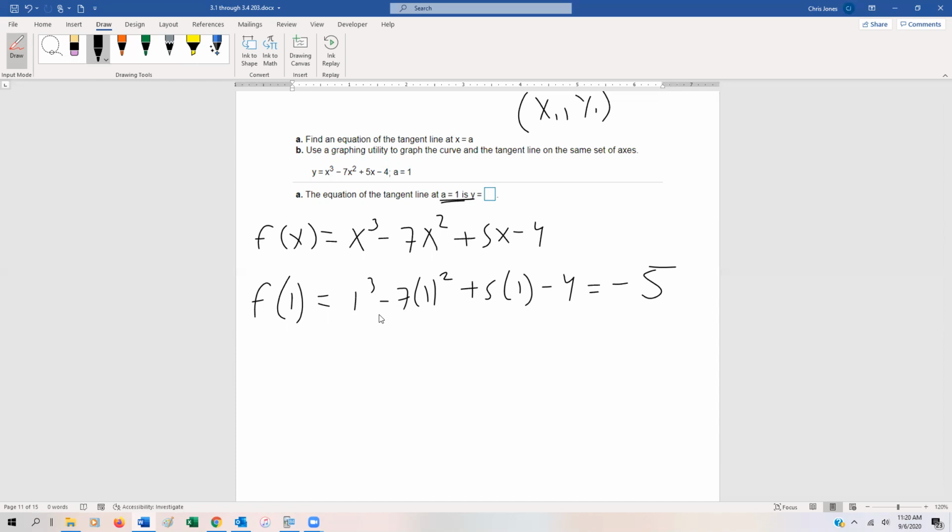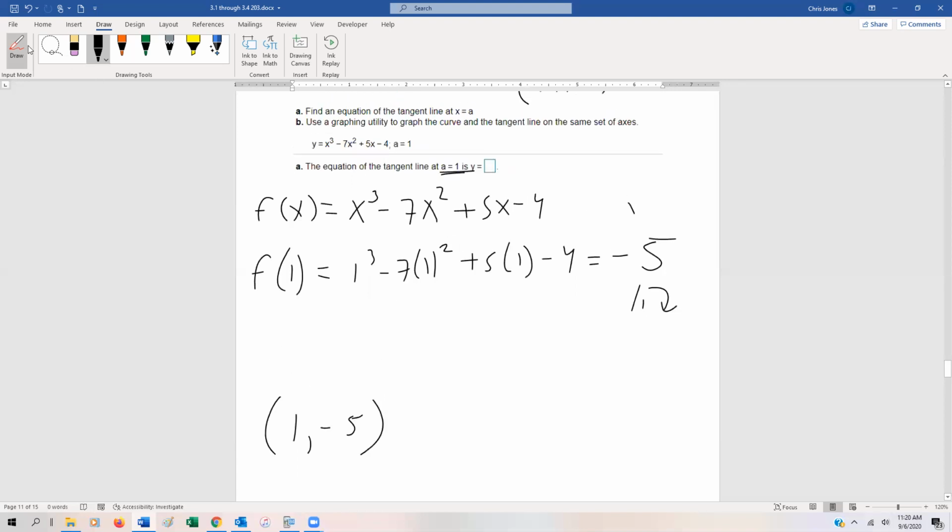Now remember, this is the y value, so this is y1. The point that we're looking at is (1, negative 5). And of course, at the end of the problem, when we graph it, we'll know if we're correct or not because it should be tangent at that point, not secant. Now we're going to find the derivative. Let me get rid of this so we have enough room to work. Our point was (1, negative 5).